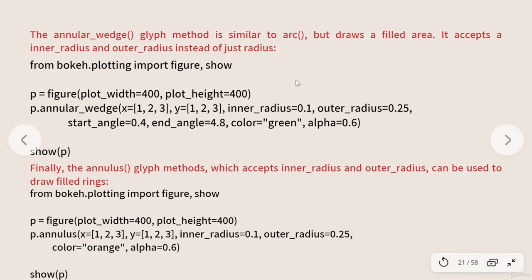Okay, so this is a simple arc, this is a wedge, this is an annular wedge, so there's a filled area with inner and outer radius, and this one is your ring. So the arc has been converted into a ring with the help of the annulus function. All right, so this is how you can produce different kinds of arcs and wedges, and it can beautify your plot, or help you in visualizing some mathematical facts, or scientific facts if you are working on it.